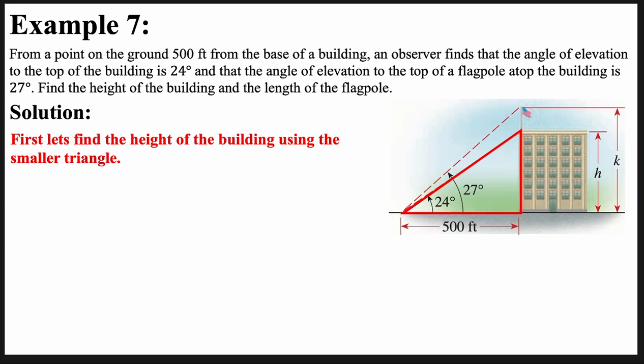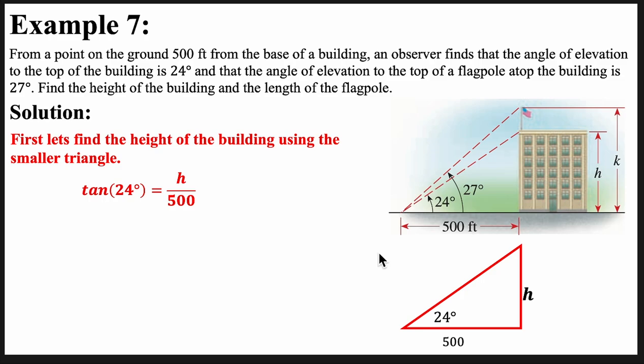What do we know? Well, the angle of elevation from the point on the ground to the top of the building is 24 degrees. The side adjacent to the degree is 500 feet. What we're trying to find is this height, which is opposite of the angle 24. So we're dealing with opposite and adjacent, and that is a trig function tangent, right? We can say the tangent of 24 is equal to h over 500, which is the opposite over the adjacent.